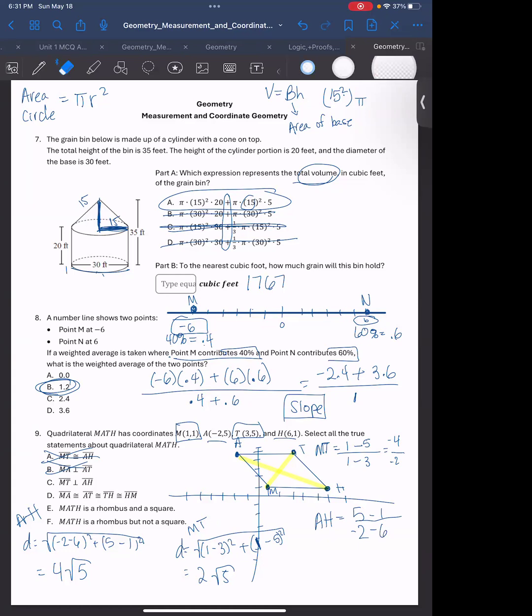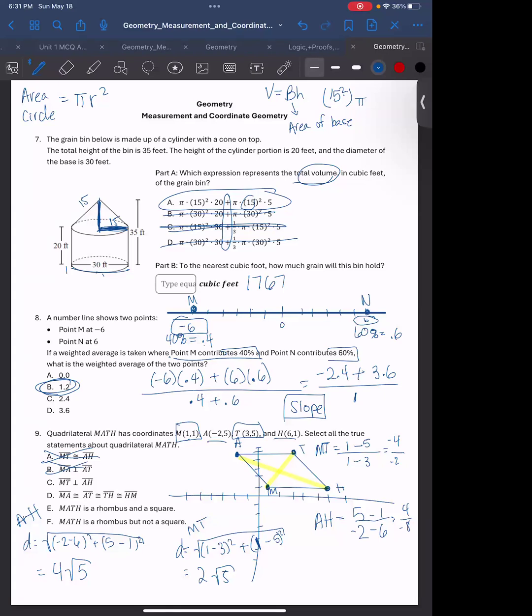And what's 5 minus 1? 4. And what's -2 minus 6? -8. Wait. Something's not adding up here. Oh, no, it is. I'm fine. Ignore me.